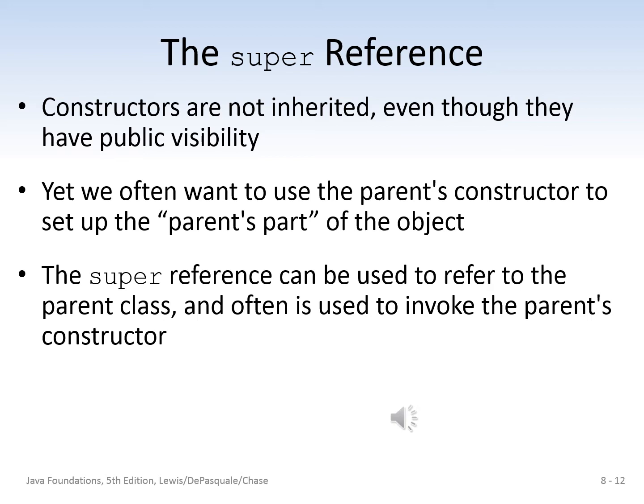So you should know that the parent's constructor is not inherited, even though it has public visibility. However, we sometimes want to use the parent's constructor to set up the parent's part of the object. So for example, when creating a new dictionary object, we might have wanted to set the number of pages when we create the object. So we can use what's called the super reference to refer to the parent class, and it's often used to invoke the parent's constructor or part of the constructor.